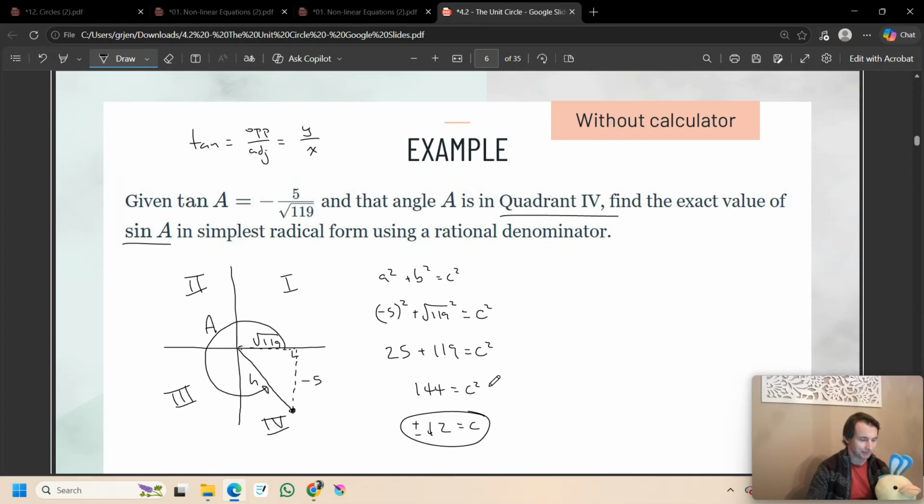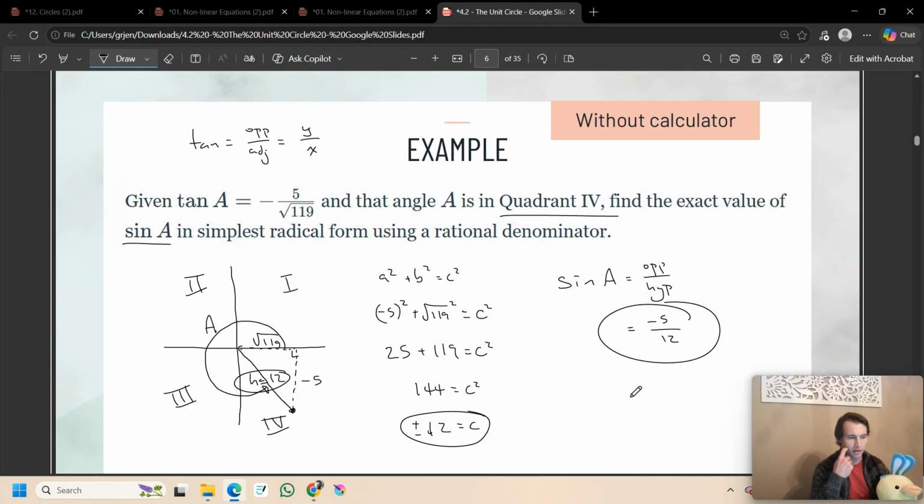So now, is it positive or negative? Well, h is always positive, the hypotenuse. It's a distance, so we always just use a positive value. Great. So now we want to find the exact value of sine A. Sine of A is the opposite over the hypotenuse, which in this case the opposite is minus 5 and the hypotenuse is 12. And you know what? That is simplest radical form.